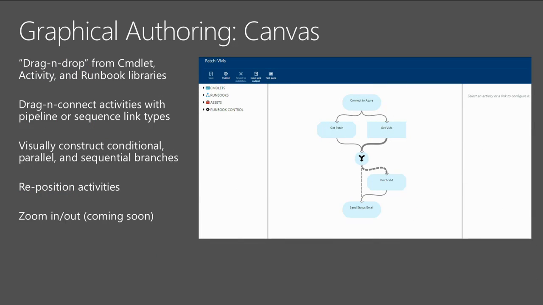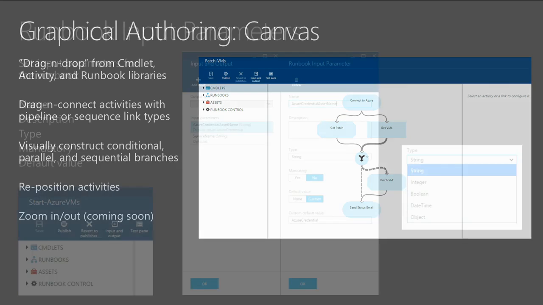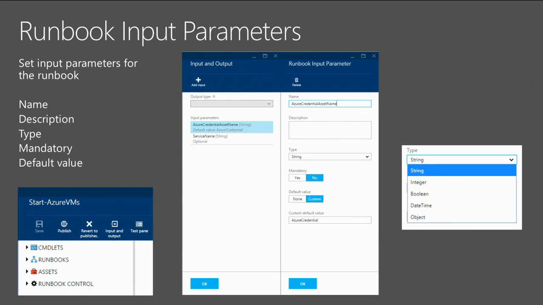Again, we have the canvas. The canvas, as I'll show you here in a bit, is going to allow you to move things around, connect activities up, configure them. We have the ability to configure input parameters very easily. This is creating runbook input parameters. And you can create runbook input parameters of the various types of string, integer, Boolean, date, time, and object.